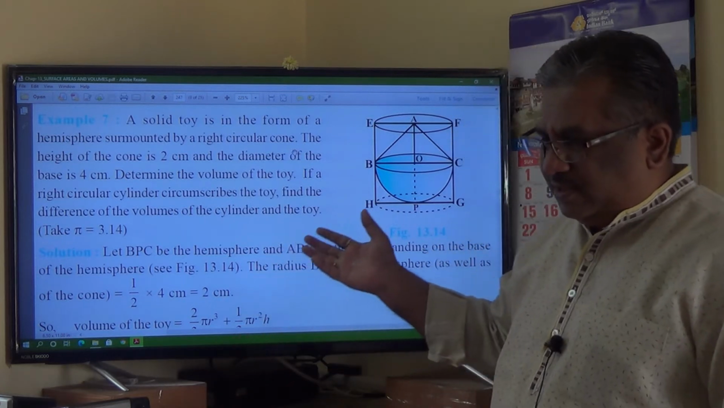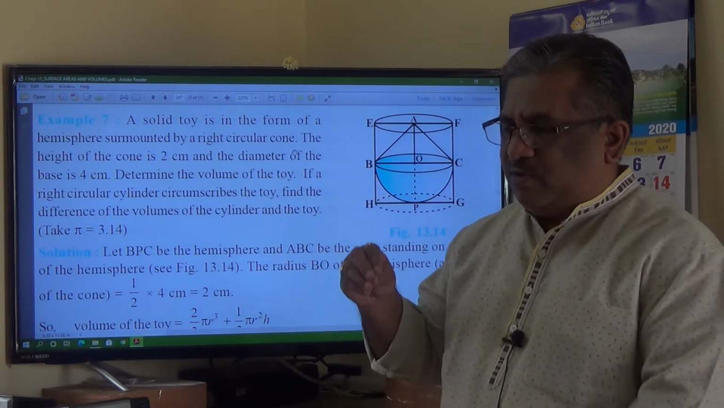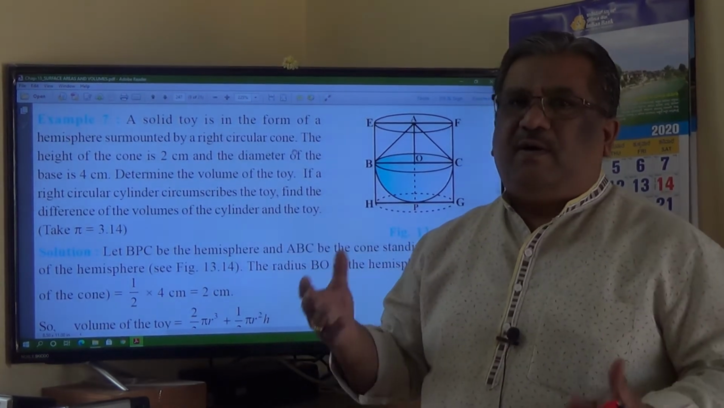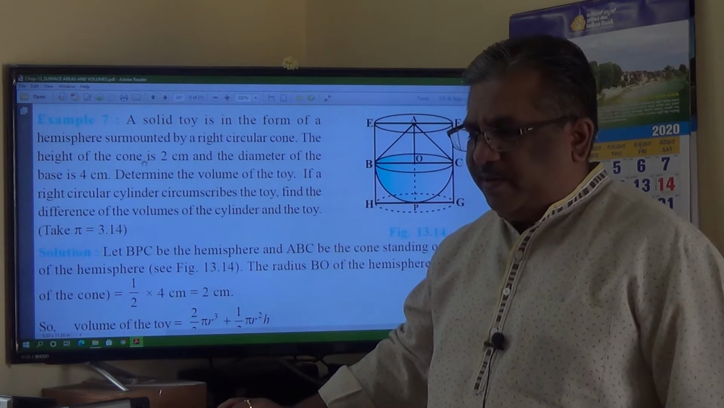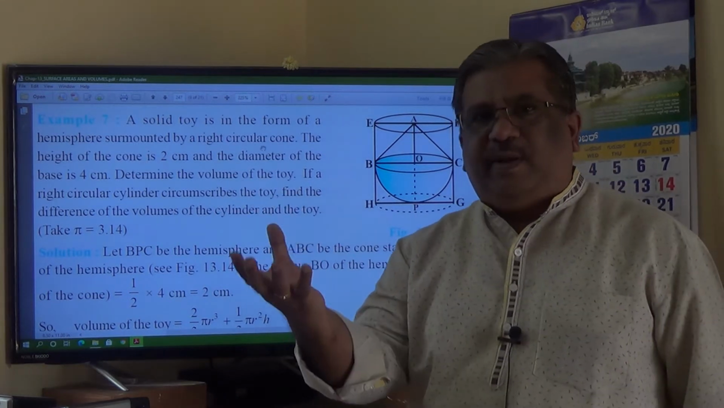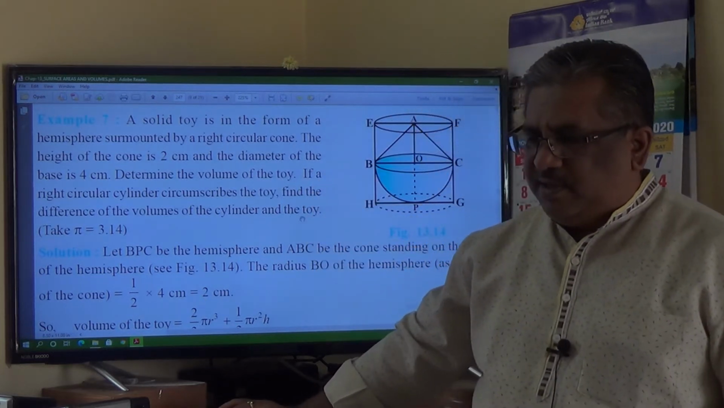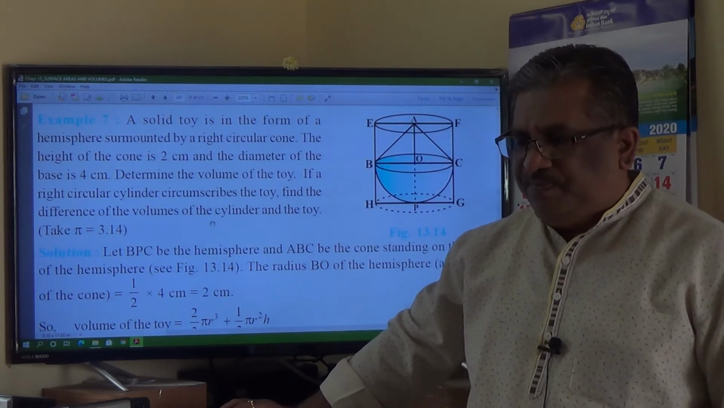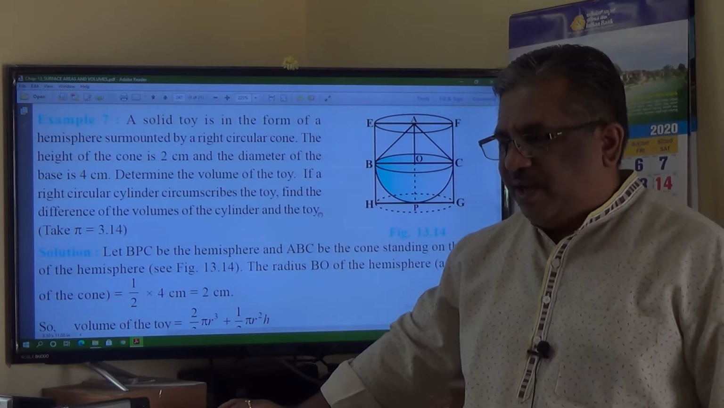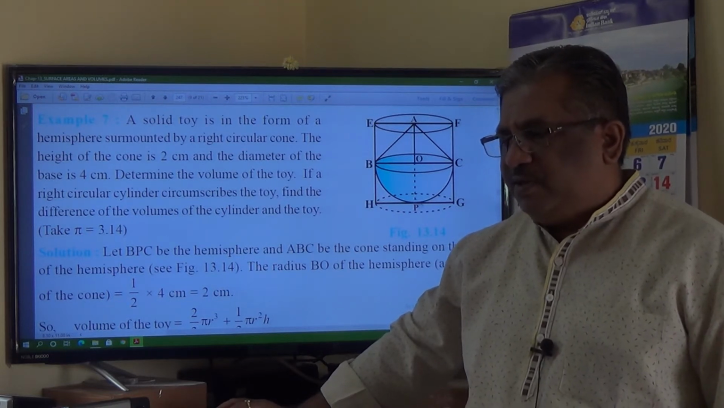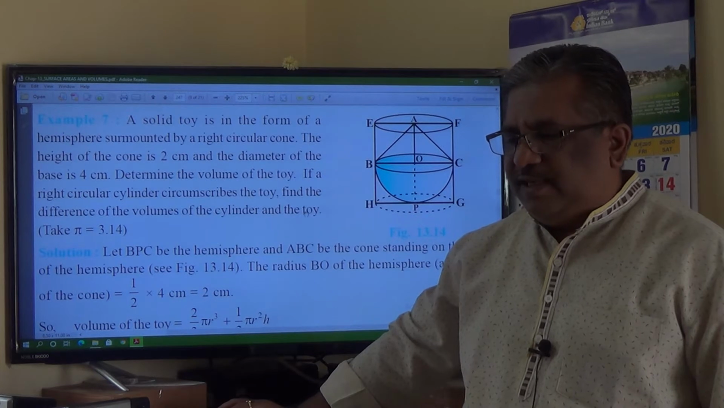And here a solid toy is in the form of a hemisphere surmounted by a circular cone. Surmounted or mounted, both are the same. So a solid toy is in the form of a hemisphere surmounted by a circular cone. Bottom is a hemisphere and on top it is mounted by a cone. The height of the cone is 2 cm. Diameter of the base is given. Determine the volume of the toy. If a right circular cylinder circumscribes the toy, find the difference of the volumes of the cylinder and the toy. See, this is a cylinder over here which circumscribes this toy. In that case, you need to find the difference in the volumes of the cylinder and the toy.